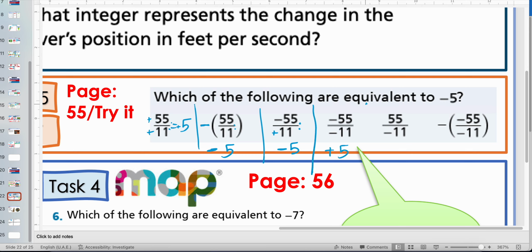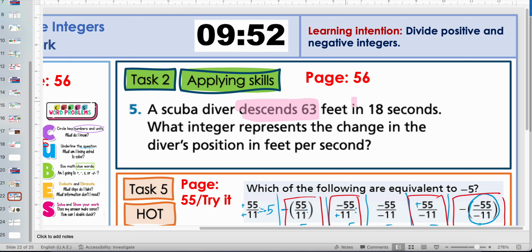Here, a scuba diver descends 63 feet in 18 seconds. Descends means it's negative 63. The 18 seconds, the time cannot be negative, so it's only 18. What integer represents the change in position in feet per second? This means that I have to divide them to see how much each second.